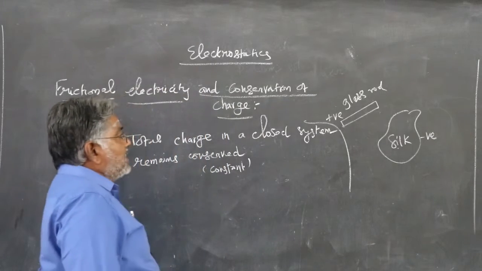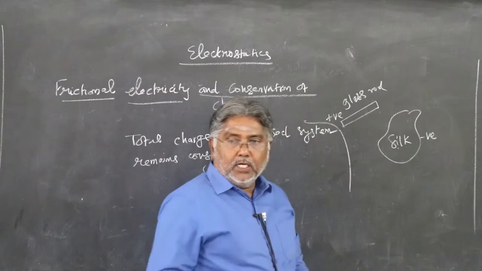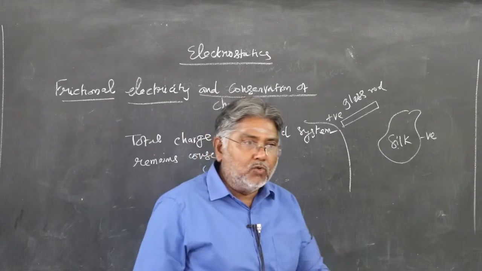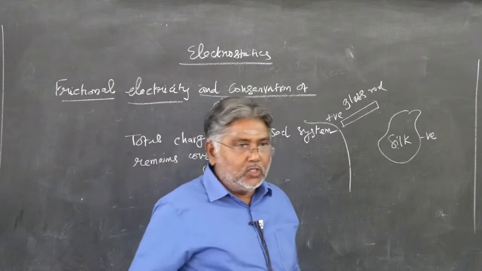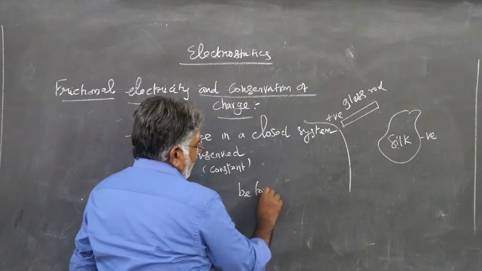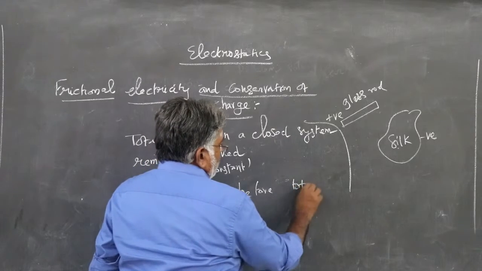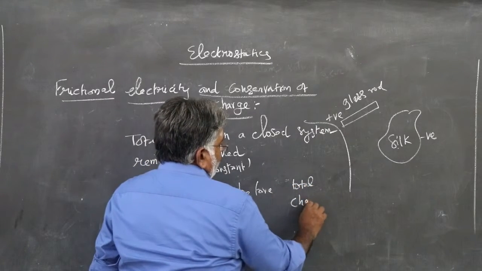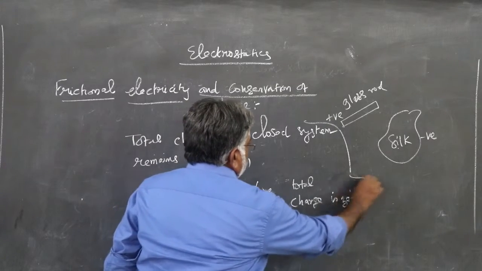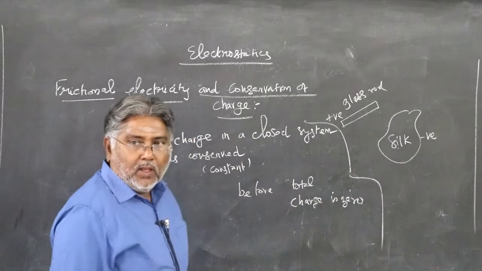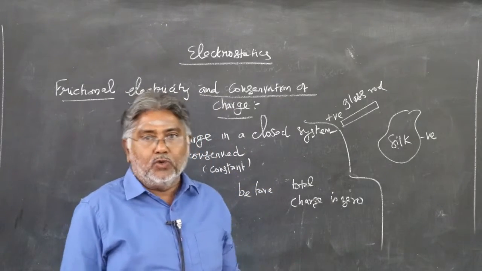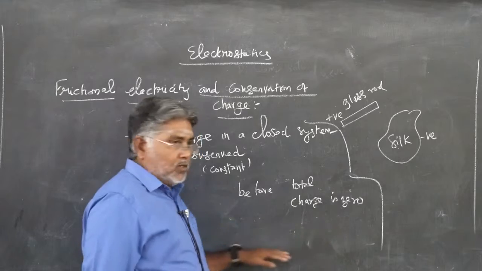Okay, let's say that before we rub the glass rod with the silk cloth, the glass rod is neutral and the silk cloth is neutral. Therefore before the rubbing phenomenon, the total charge is 0. We take a glass rod and silk cloth, and before they are rubbed with each other, let's say they are neutral. So the net charge is 0.